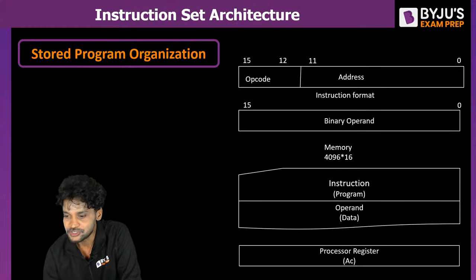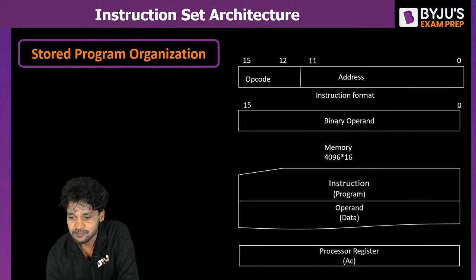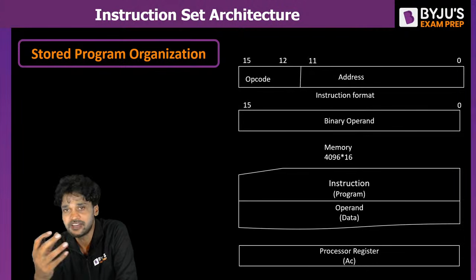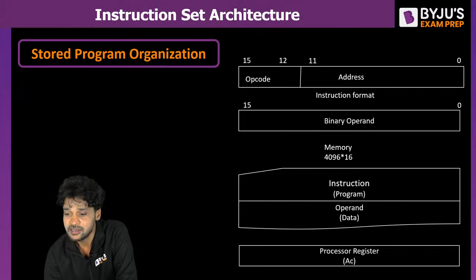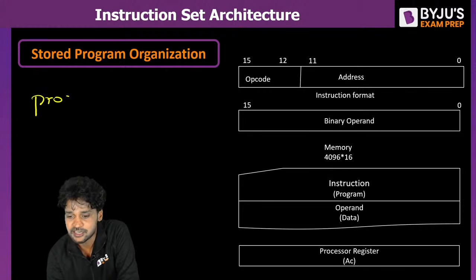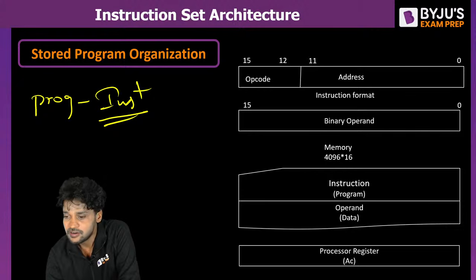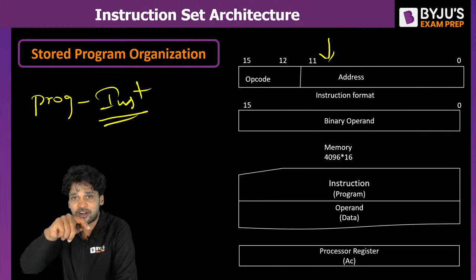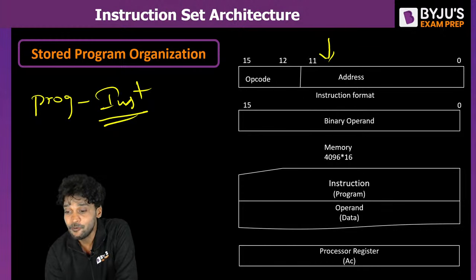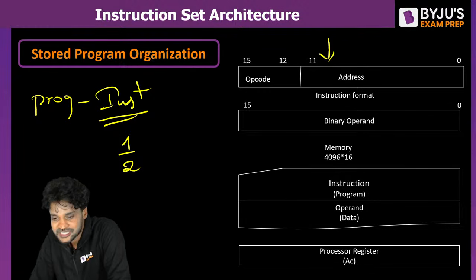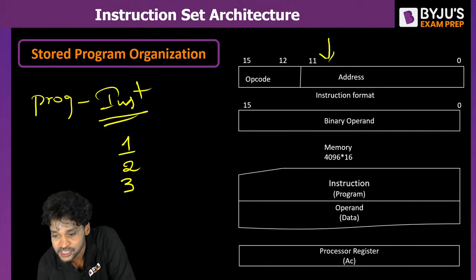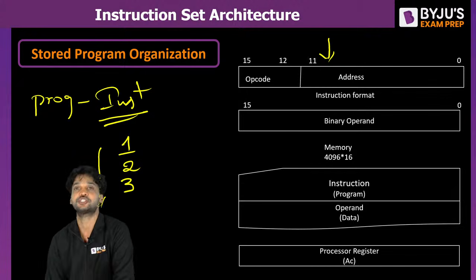Now, when you talk about stored program organization, all the instructions will be stored in the main memory. Of course, every program will need to get stored into the main memory. A program is equal to a set of instructions, right? Each and every instruction will be stored into the instruction part of the main memory, aligned one after another. Right after the first instruction, there has to be the second instruction. Right after the second instruction, there has to be the third instruction in a sequence.